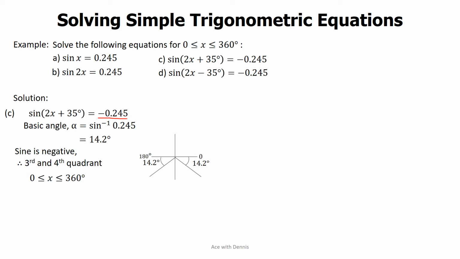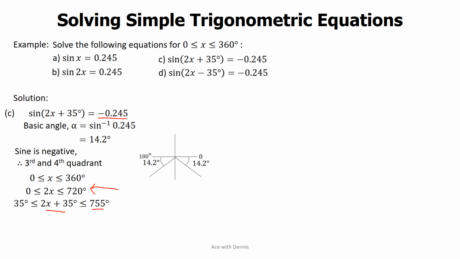Now the range for x is 0 to 360 degrees. So the range for 2x is from 0 to 720 degrees. And the range for 2x plus 35 degrees will be from 35 degrees to 755 degrees. So how do we get this? What we need to do is, from the range at the second row here, all of them, we add 35 degrees. So 0 plus 35 degrees, 2x plus 35 degrees, we get this. 720 plus 35 degrees, we get 755 degrees.